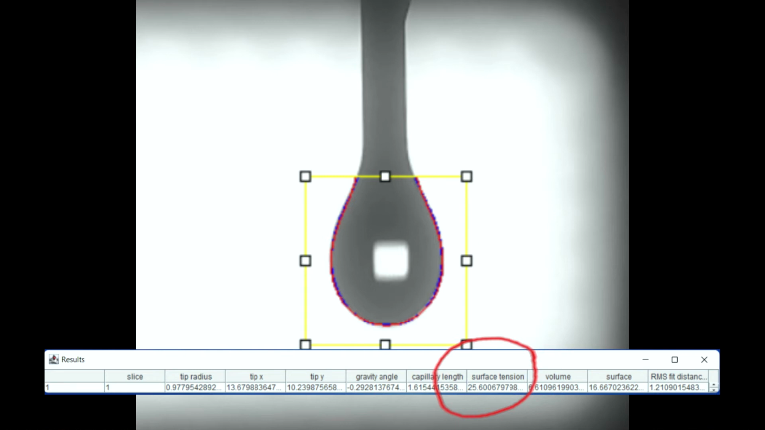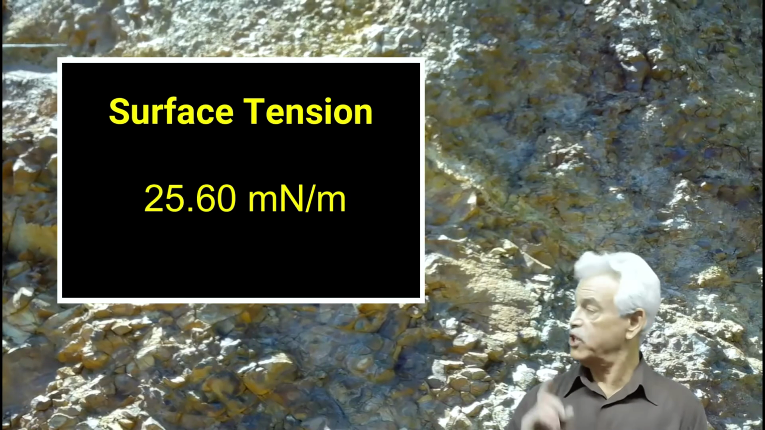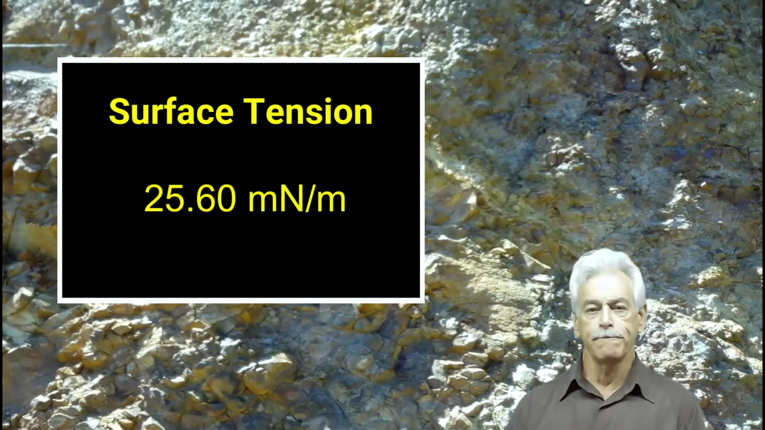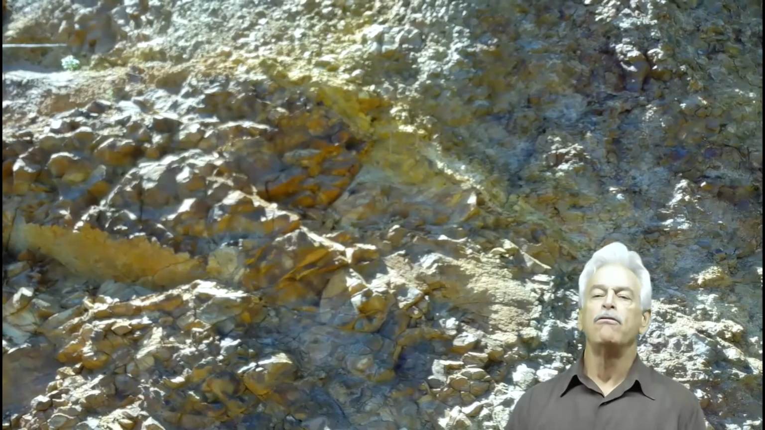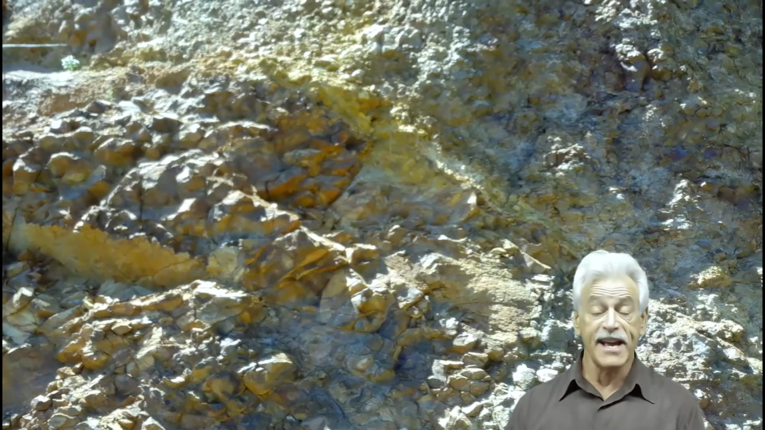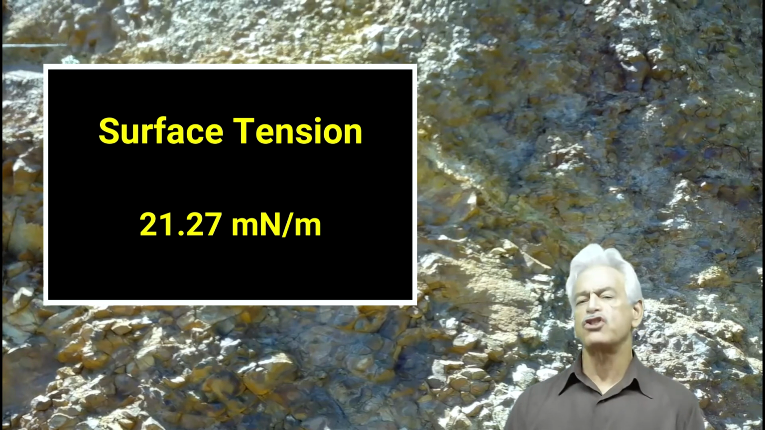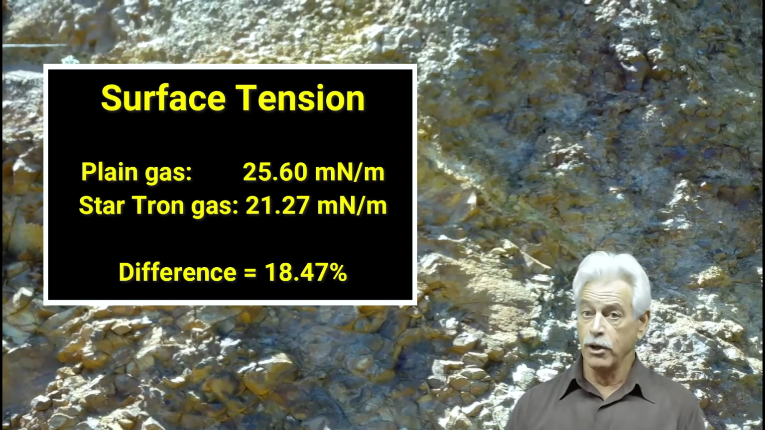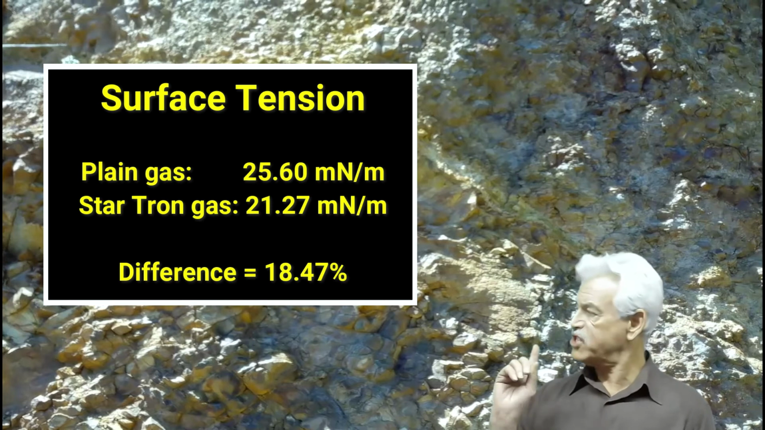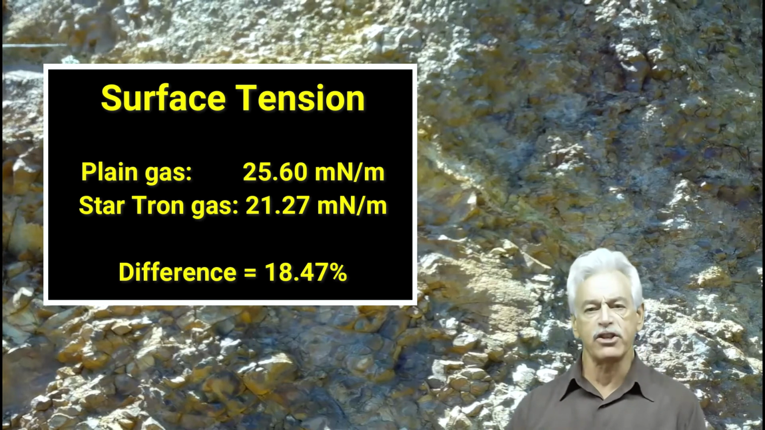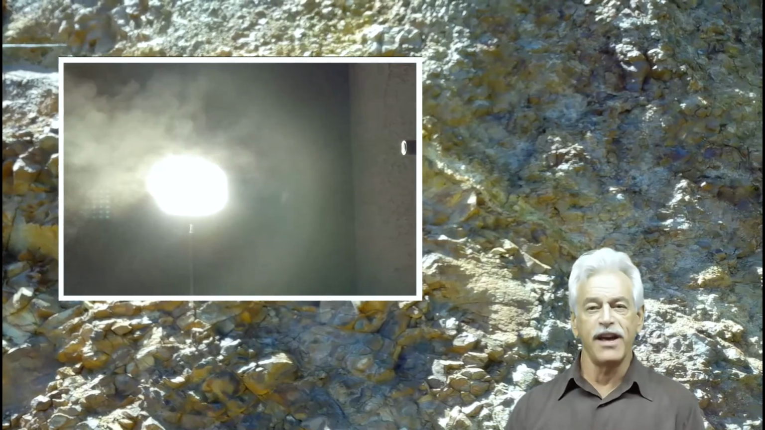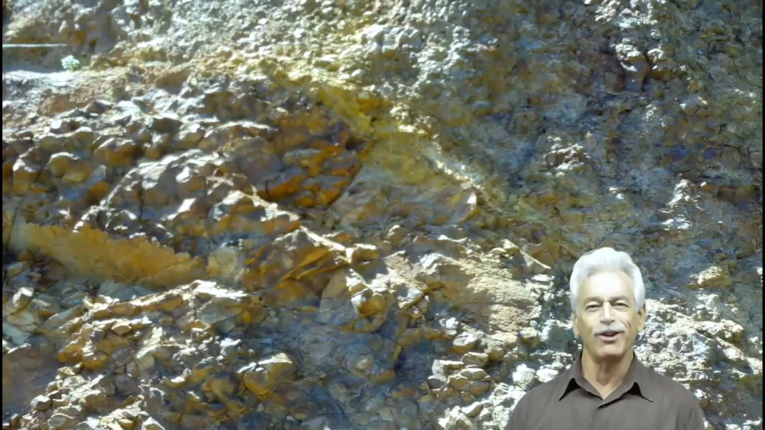The plain gas surface tension was 25.6 millinewtons per meter. Following the same steps I used for the plain gas analysis, the Star Tron treated gas had a calculated surface tension of 21.27 millinewtons per meter. So using Star Tron in this gasoline, there was a difference of 18.47% in surface tension. Lower surface tension will result in smaller fuel drops. That gives you better combustion and better fuel economy.